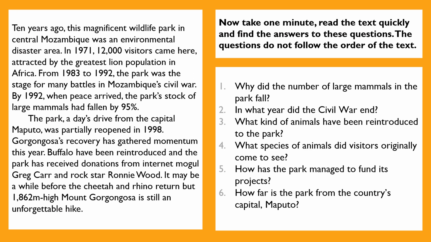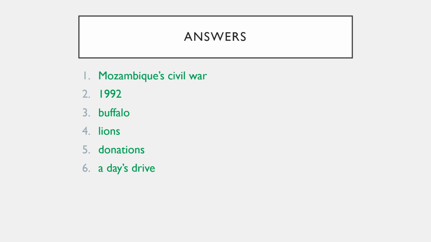Now for the second part of Task 1. Give yourself 1 minute to read the text again, this time searching for the answers to these questions. Note that the answers to the questions don't appear in the same order in the text. Pause the video and press play when you're ready to check the answers. Now it's time to check your answers. Did you manage to find all the answers in just 1 minute?